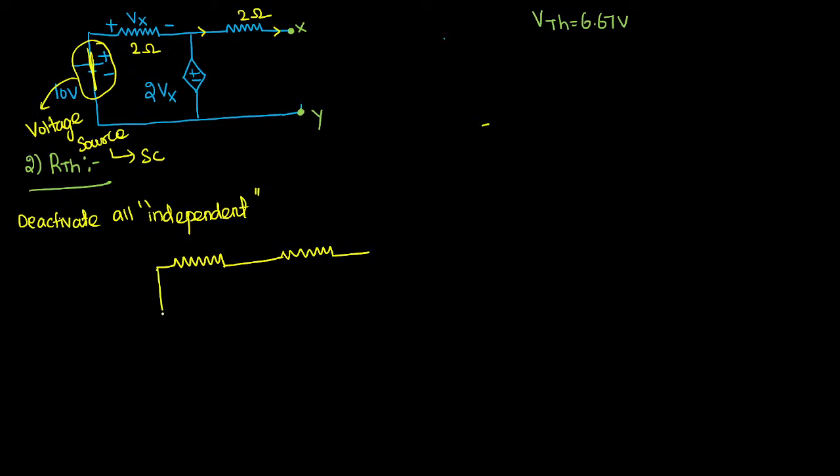Right, since this one is short circuited, and here I'm connecting this dependent source like this, X and Y. As usual, this is 2 ohm resistor, this is 2 ohm resistor, and plus or minus this is Vx.